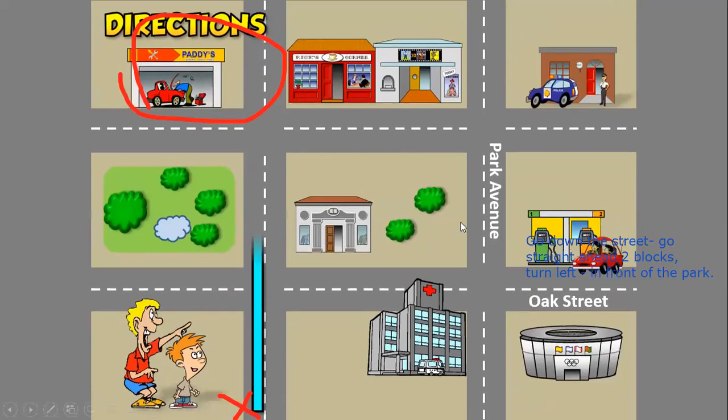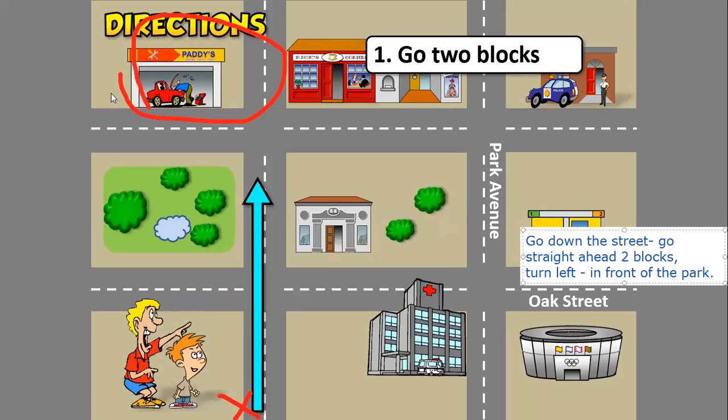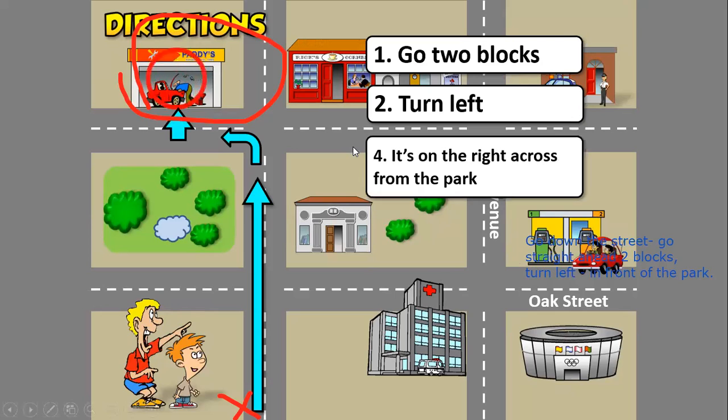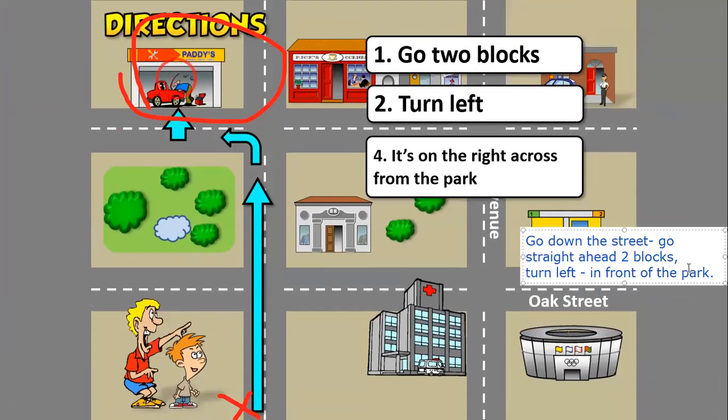So, the garage, okay? So go two blocks, okay, very good, you said that. Excellent, ahí dijeron, go straight ahead or go down the street. Very good, then turn left and it's on the right across from the park. Okay, very good. Everybody's going to have a different way to give a direction. Todos van a tener una forma diferente de dar las direcciones y ustedes saben que todas las tenemos. So don't worry if you are not saying it like that, okay?